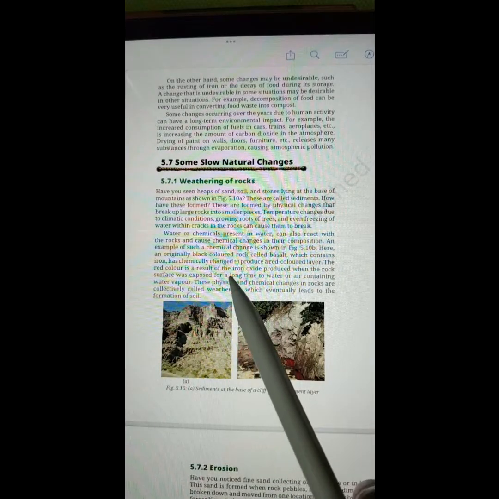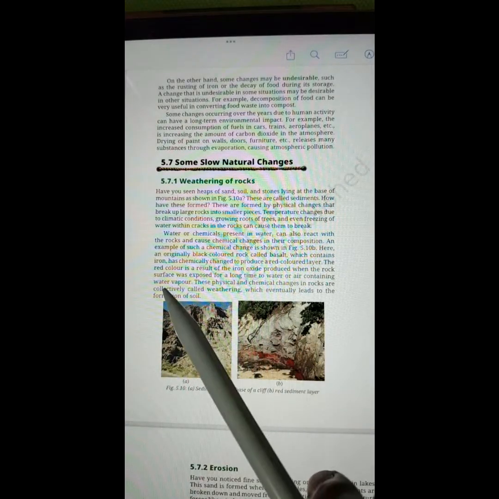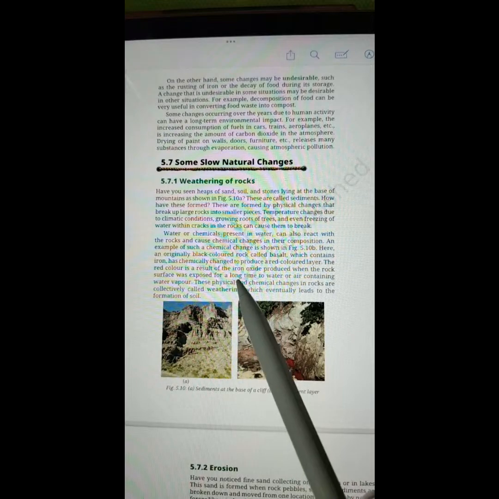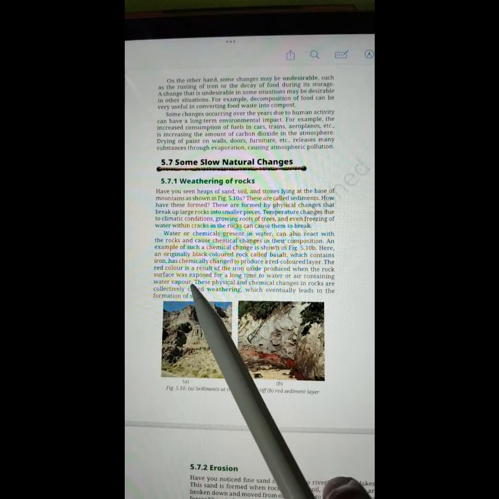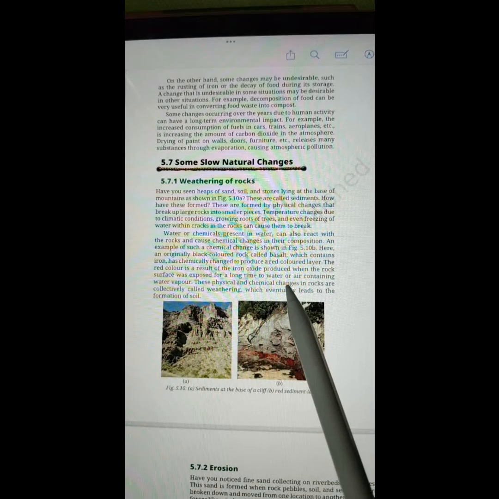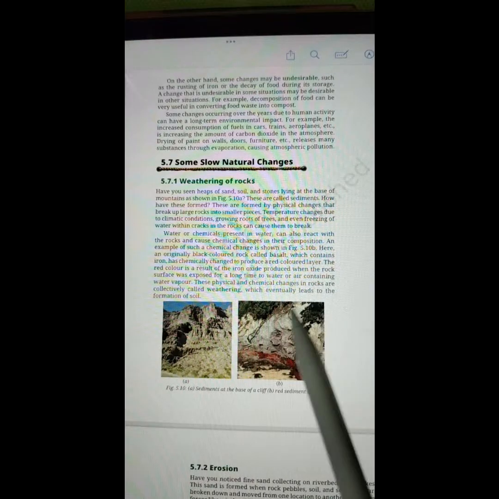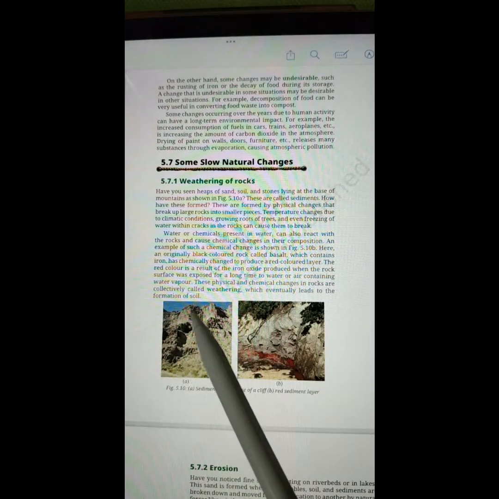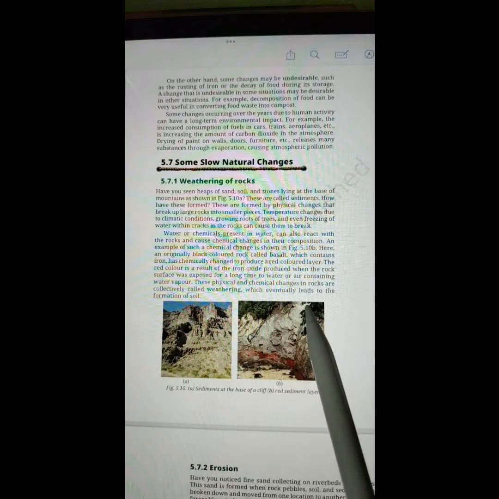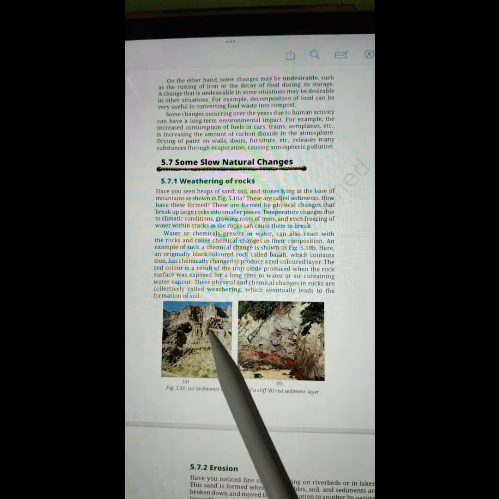Here an originally black colored rock called the basalt, which contains iron, has chemically changed to produce a red colored layer. The red color is the result of iron oxide produced when the rock surface was exposed for a long time to water or air containing water vapor. These physical and chemical changes in the rocks are collectively called weathering, which eventually leads to the formation of soil.